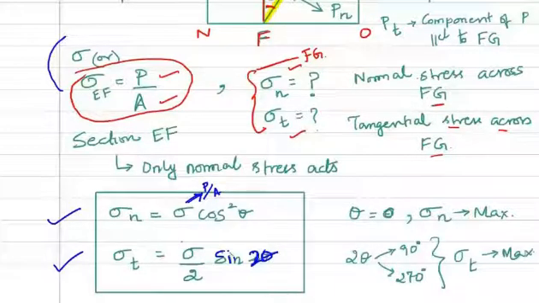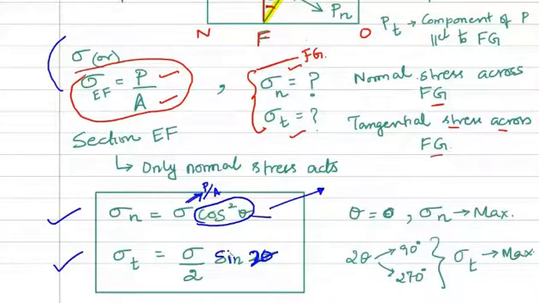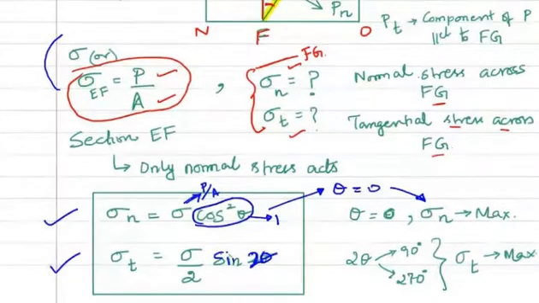So in this equation, when will be the value of sigma n be maximum? So this value will be maximum when cos square theta becomes 1. So this cos square theta is equal to 1. This you can get when the value of theta is 0. So if you put theta is equal to 0, cos theta will be 1 and cos square theta will be 1. So if you put theta is equal to 0, I will be getting the maximum stress.